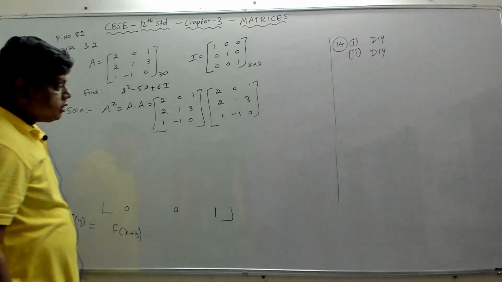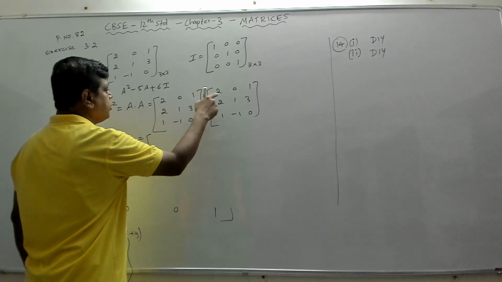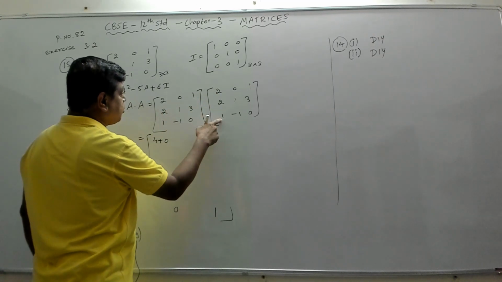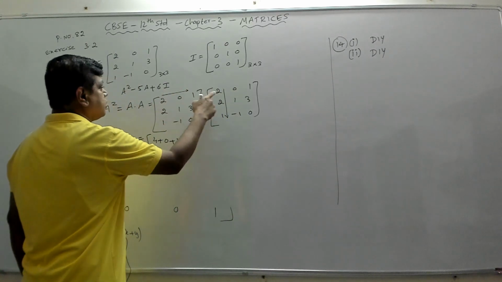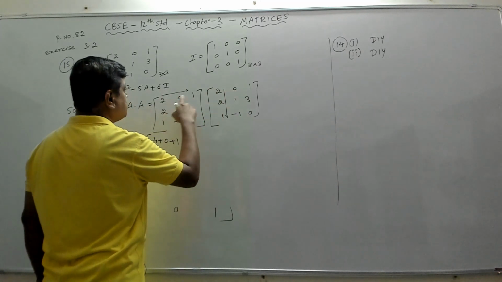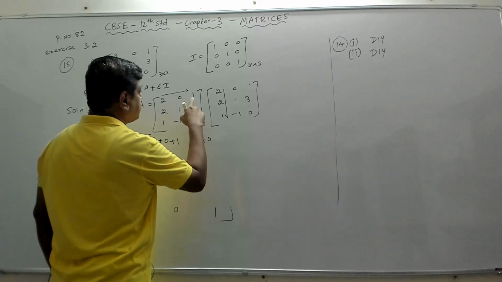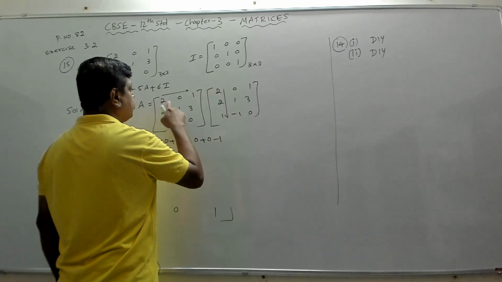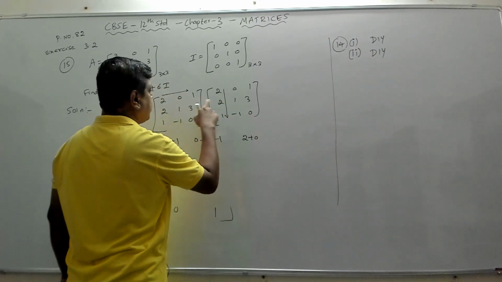Now let's multiply. So how do we multiply this? So 2 into 2, first row with first column, 2 into 2 is 4, plus 0 into 2 is 0, plus 1 into 1 is 1. Right? So first row with first column: this into this, plus this into this, plus this into this. Now again first row with the second column. This is 2 into 0, 0, plus 0 into 1 is 0, plus 1 into minus 1 is minus 1. Then first row with the third column, 2 into 1 is 2, plus 0 into 3 is 0, plus 1 into 0 is 0.